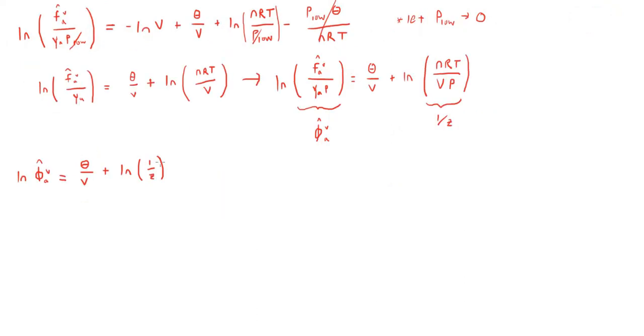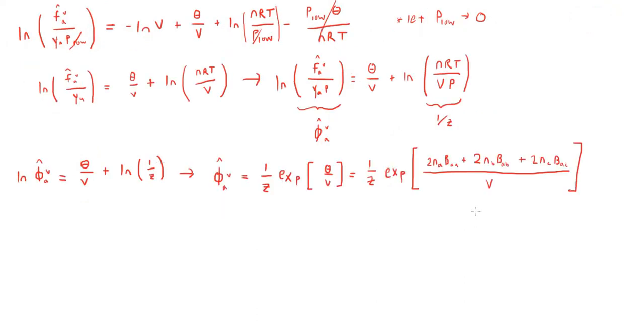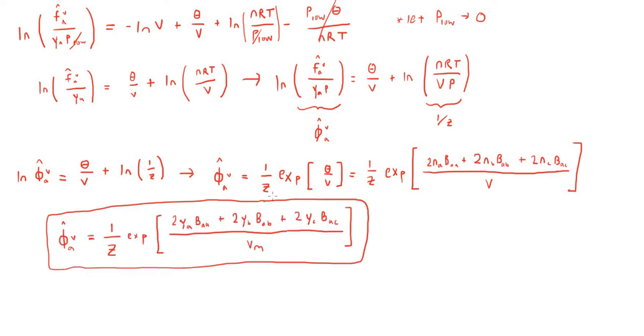Now we can take the exponential of each side. From here, to get this in terms of the mole fractions and the molar volume, we just divide by the total moles on top and bottom of the equation. This is the final answer for the fugacity coefficient in part A.